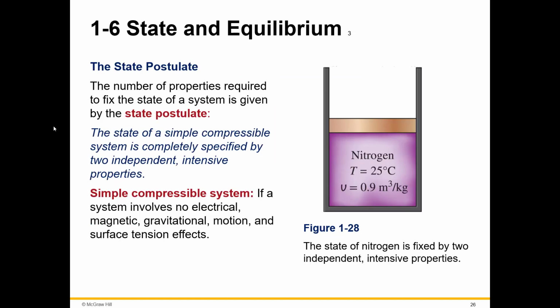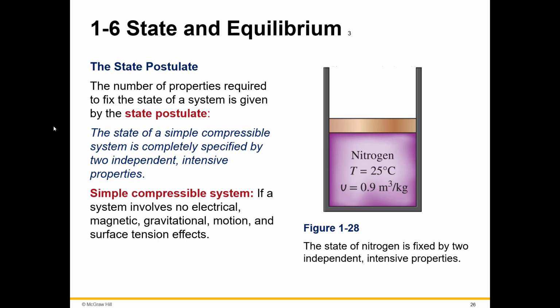And so then when we're talking about the state postulate, the number of properties required to fix the state of a system is given by the state postulate. The state of a simple compressible system is completely specified by 2 independent intensive properties. It'll make a lot more sense when we start using the table, but you cannot calculate anything unless you have 2 independent intensive properties. You have to have them. Think of it like an XY axis, but it's actually XYZ. You need 2 to get the third.